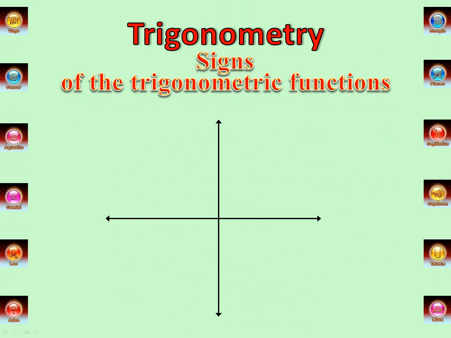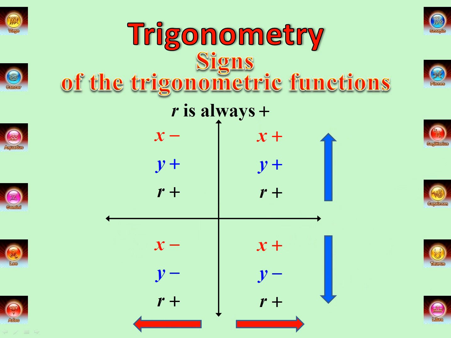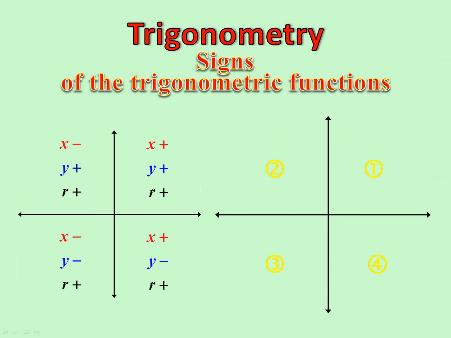The signs of the trigonometric functions. Now this depends on the x, y, and r values. R is always positive, but x is positive to the right and negative to the left. Y is positive upwards and negative downwards, and R is always positive. So now let's relate it in the quadrants to this.